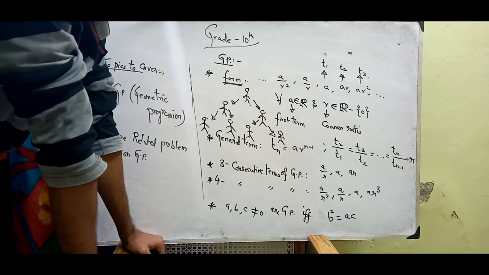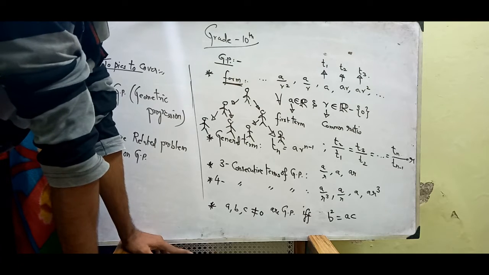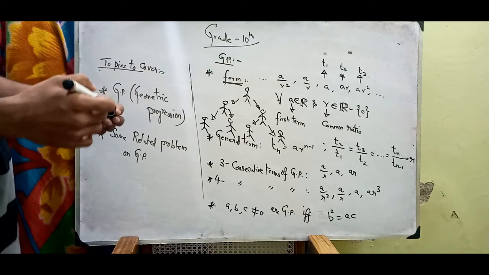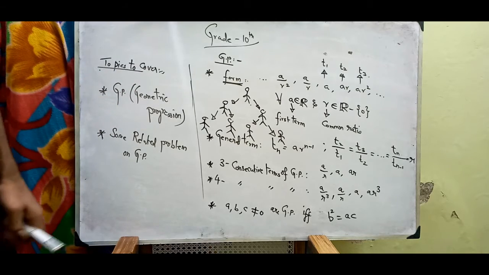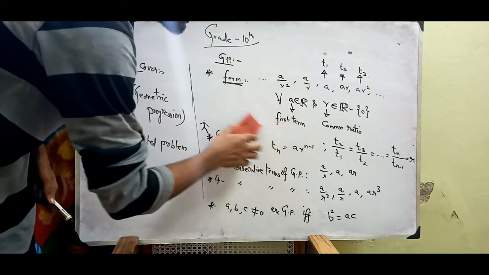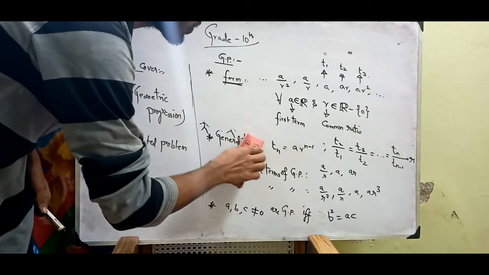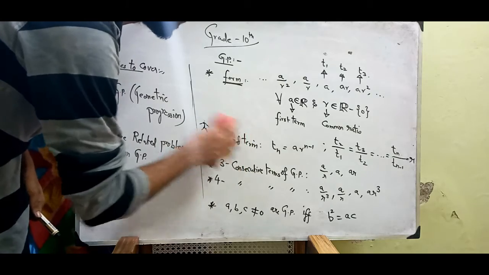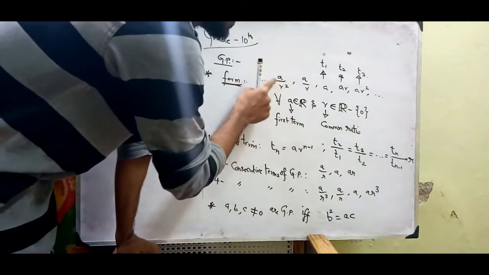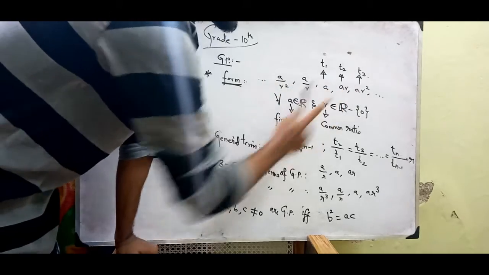So 1 multiplies with 2, 2 power 2 is 4, 2 power 3 is 8, and so on. Thus we obtain the common ratio, which I am denoting here as r. Let us see what happens: a by r square, a by r, a r square.